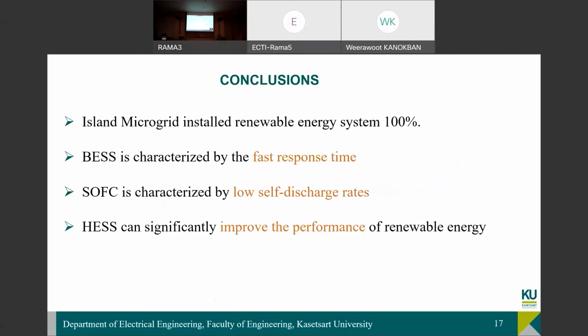Here is the conclusion. We modeled an island microgrid with a single area and 100% renewable energy sources. The BESS is characterized by fast response time, which we use to respond in the short term, and the SOFC is characterized by a low self-discharge rate, which we use for the long term, like steady state simulation. The hybrid energy storage system can significantly improve the performance of renewable energy.